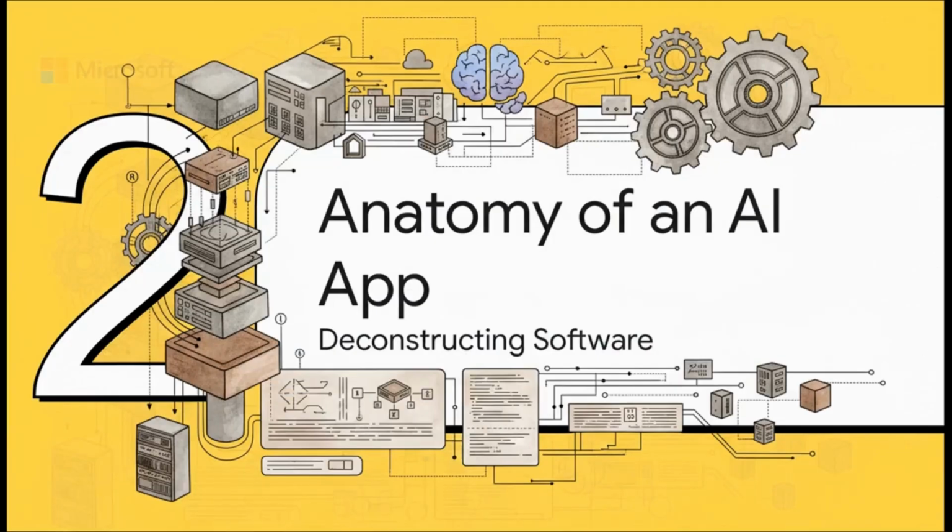All right, our vocabulary is in place. So now let's put on our architect hats and actually deconstruct an AI application. We're shifting gears here, moving from the what to the how. We're going from these abstract ideas to the actual concrete structure of modern software.